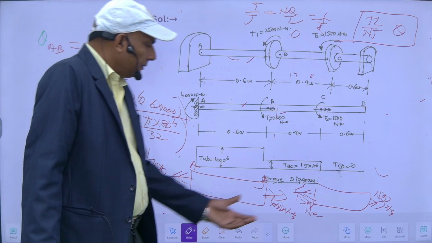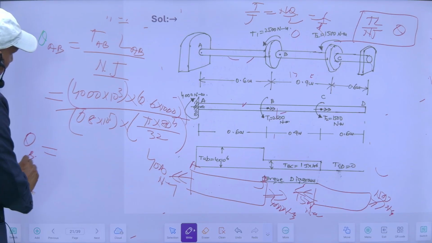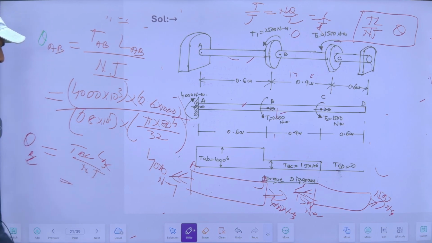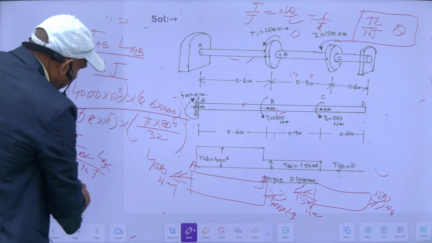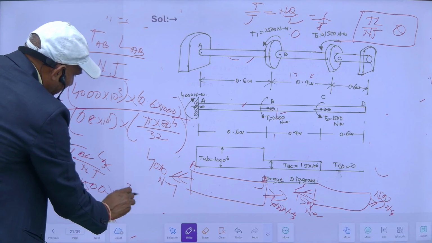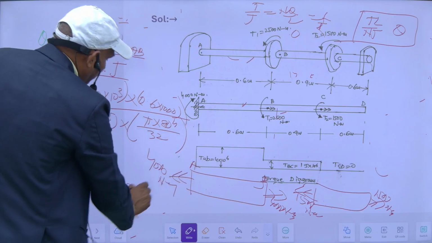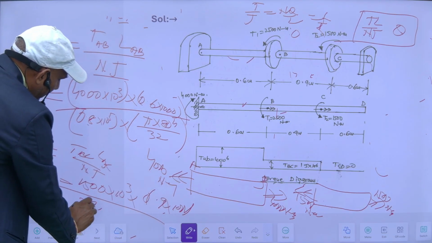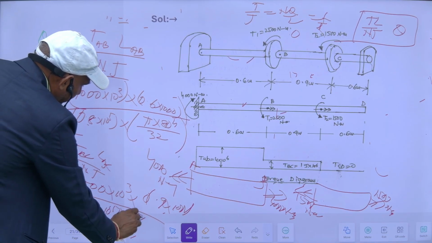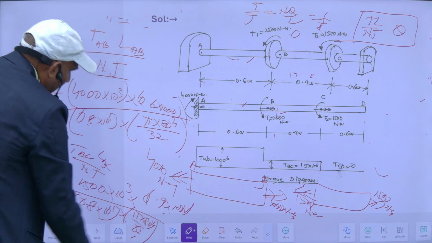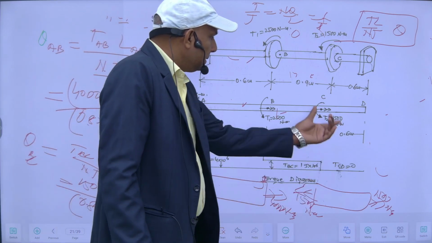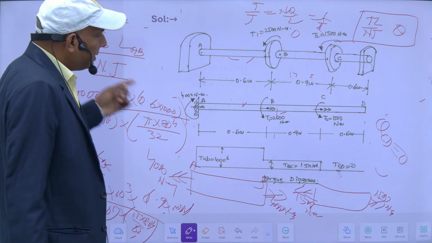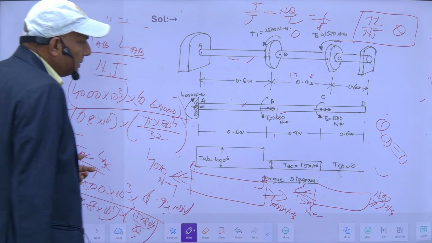So theta AB will be this one, and theta BC will be T of BC into L of BC upon NJ. Its torque here is 1500, and the length is 0.9, in mm, so 0.9 into 1000 divided by NJ. So this will be this one, and theta of this CD portion is equal to 0. Why 0? Because torque is 0 here, so torque is 0 means theta is equal to 0.